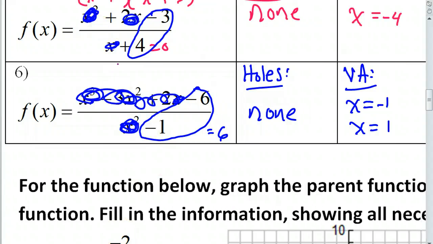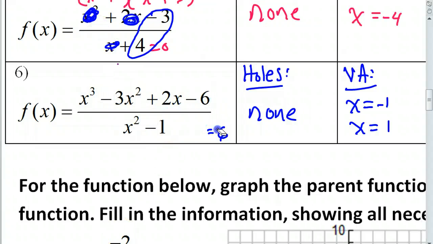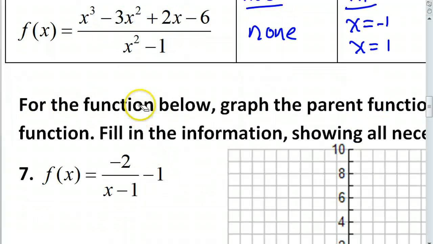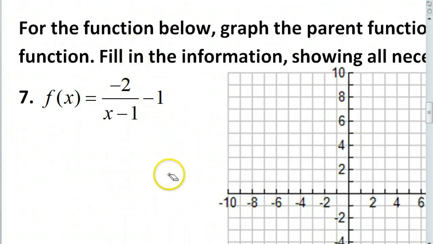And that's going to be the end of this video. We'll pick up with the next video, problem number 7, where we get to do a whole graph.